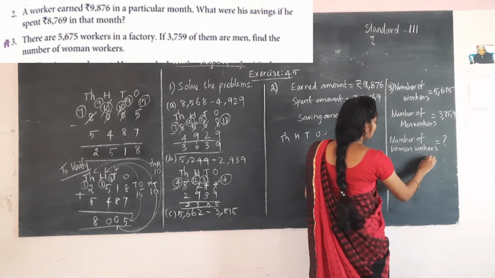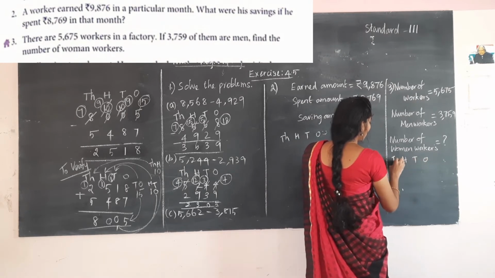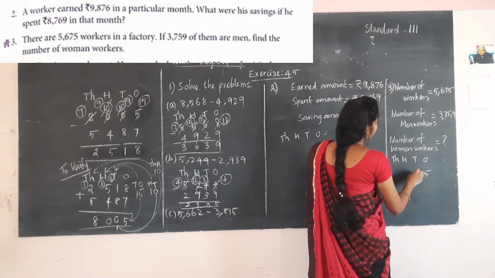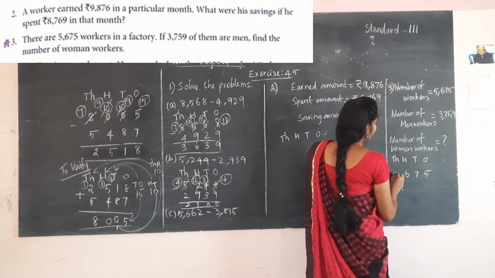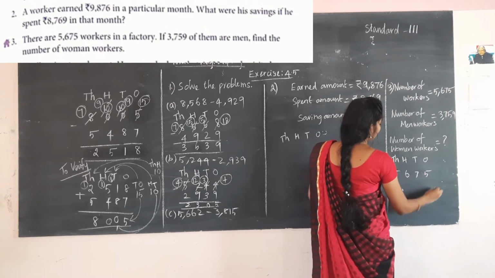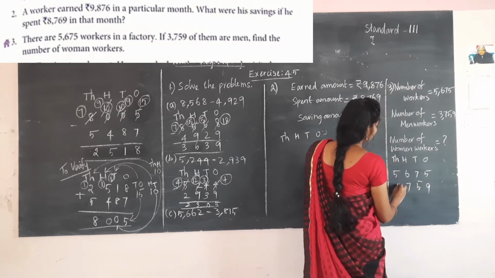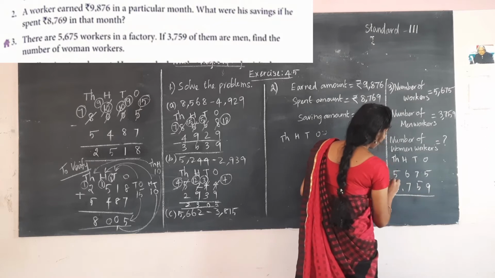So write the places: ones, tens, hundreds and thousands. Now write the numbers: 5 in ones, 7 in tens, 6 in hundreds and 5 in thousands. And the next number: 9 in ones, 5 in tens, 7 in hundreds and 3 in thousands. So you have to subtract this number.